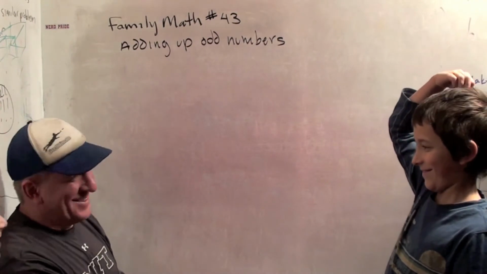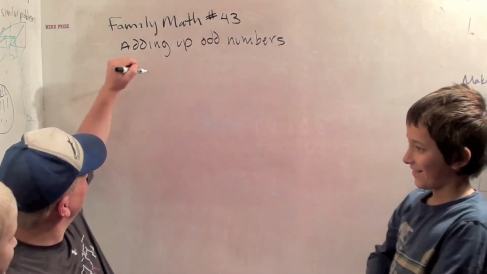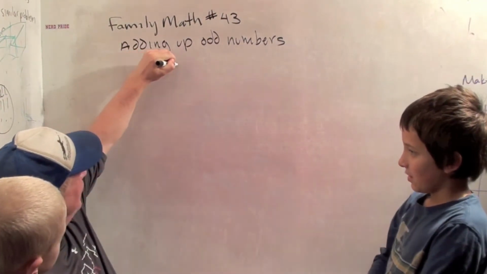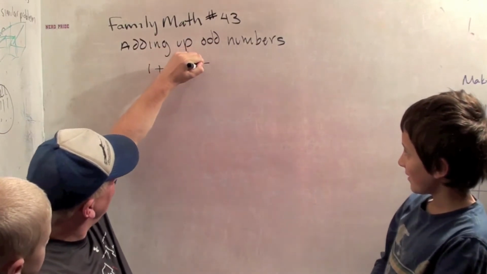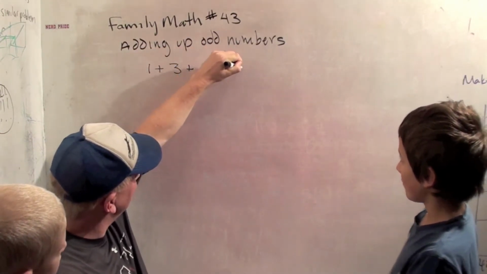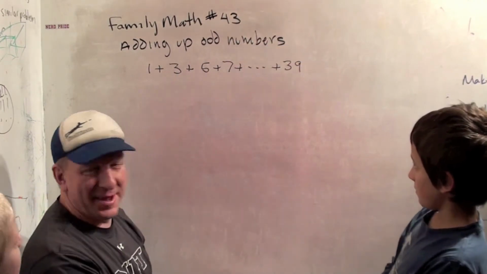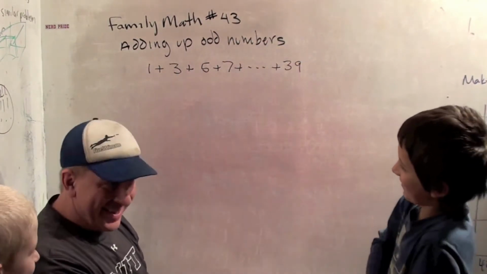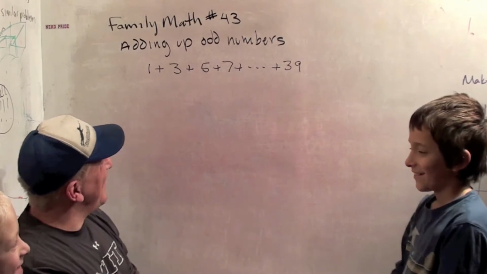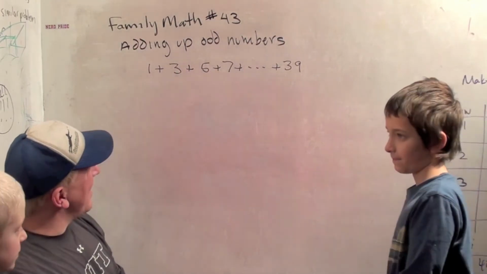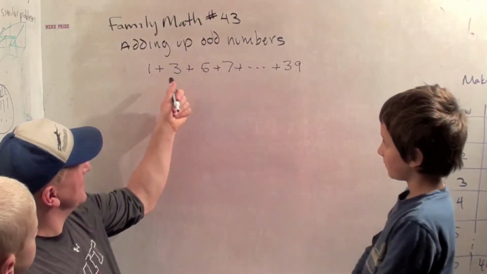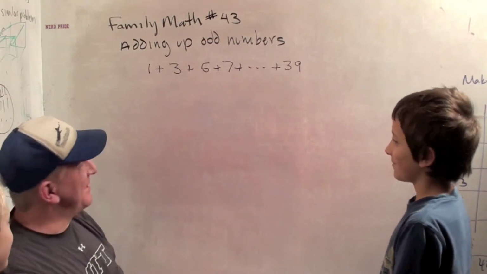Okay, so the problem was 1 plus 3 plus 5 plus 7 plus, I think it went all the way up to 39, although I don't remember since I only just now learned what odd numbers are. Okay, so that was the problem. Notice all these numbers are odd.